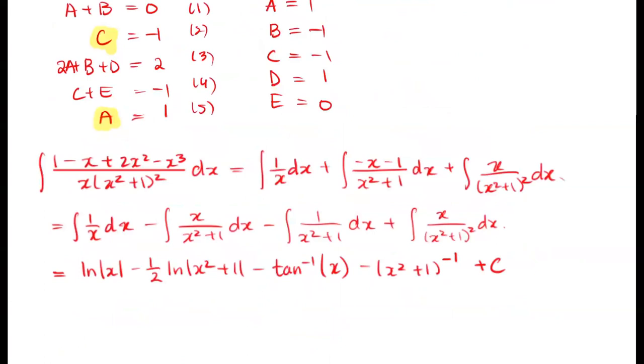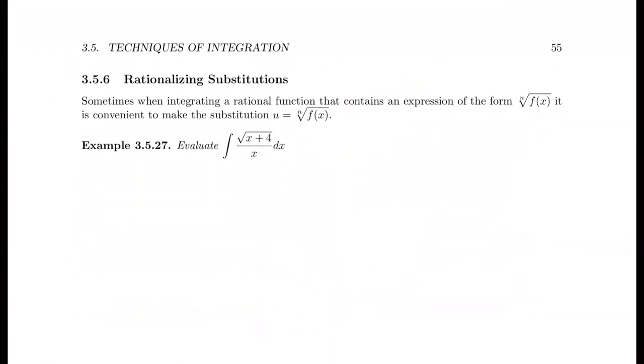Okay, so let's have a look at this quick section on rationalizing substitutions. Sometimes when we're integrating a rational function that contains an expression of the form the nth root of f of x, it is convenient to make a substitution for the root function. So let's say we want to integrate this function here: the integral of x times the square root of x plus 4, all divided by x, dx.